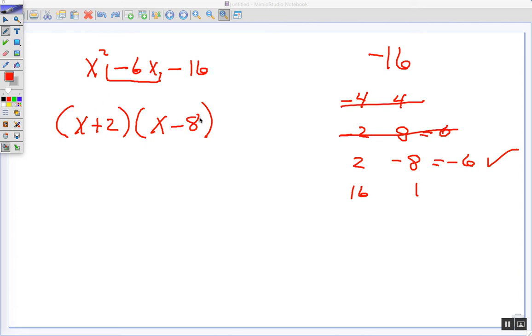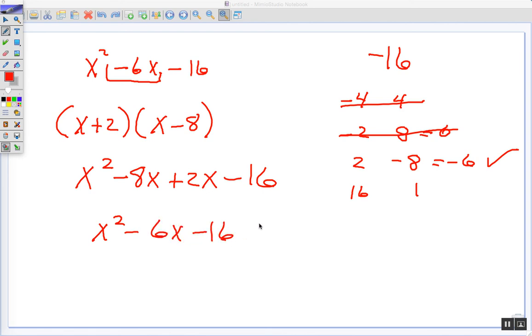We can always double check our work by distributing and getting this factored form back into standard form. With quadratics, a lot of people use FOIL, first, outer, inner, last, though I don't like the term. I just think of it as multiplying this x by everything on this side, and multiplying this 2 by everything, and adding like terms. So x times x is x squared, x times negative 8 is negative 8x, 2 times x is positive 2x, and 2 times negative 8 is negative 16. When I add like terms, I get x squared minus 6x minus 16. So yes, I know I factored it correctly.